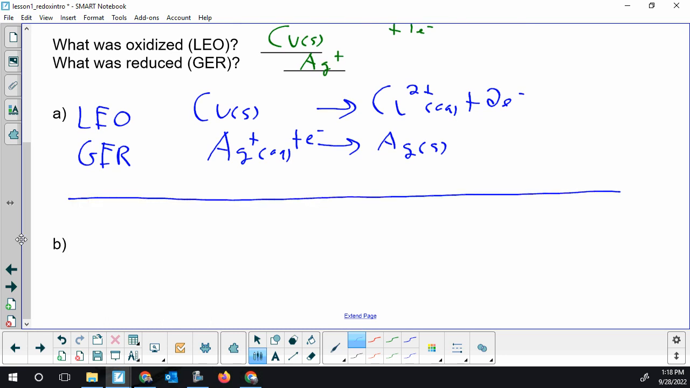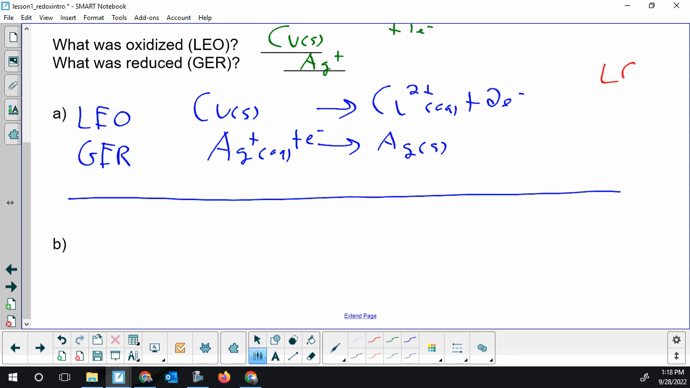So we're going to add these 2 up. We cannot have any electrons in the final net. They have to cancel, or we're becoming godlike. We're making or destroying electrons, which we can't do. They have to cancel. If we lose 2, we have to gain 2. If we lose 17, we have to gain 17. So our half reactions with the lowest coefficients don't balance.